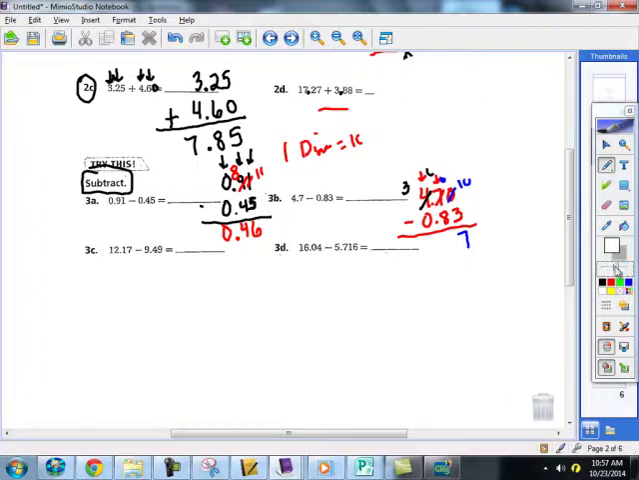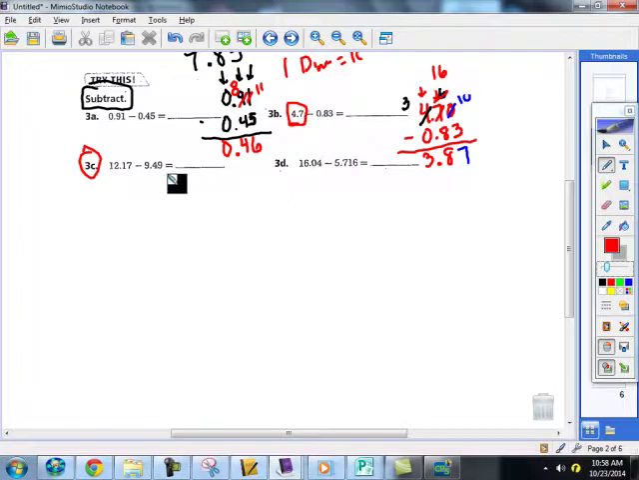Let me erase that so I can see. We're going to take that $1 bill that I had there, and I'm going to turn it into 10 dimes. So now I've got 10 dimes, so that means I've got 16 total dimes. 6 plus 10 is 16. 16 minus 8 is 8. Bring your decimal straight down. 3 minus 0 is 3. So you have $4.70 minus 83 cents. We have $3.87. Yes. Okay.